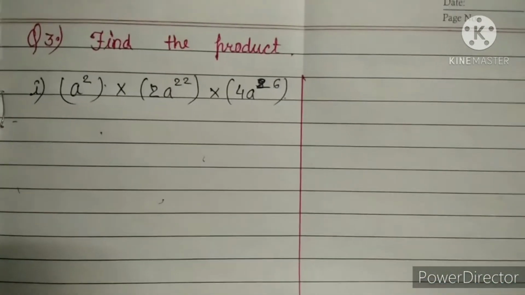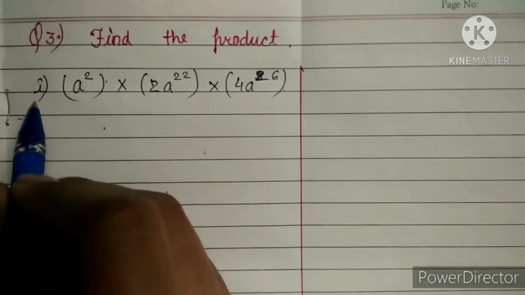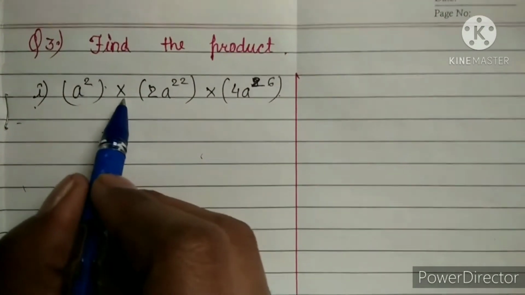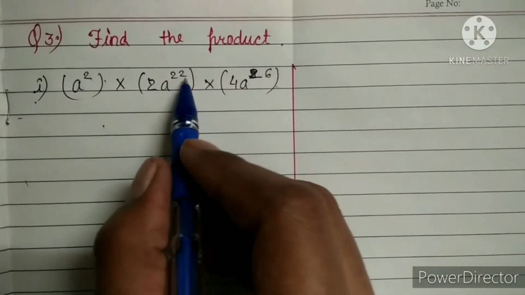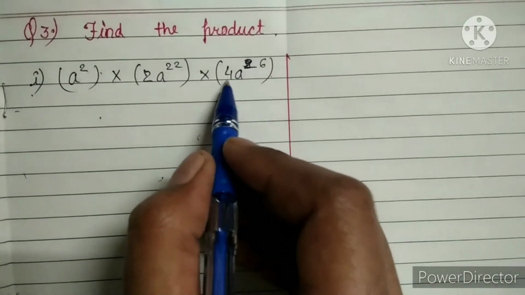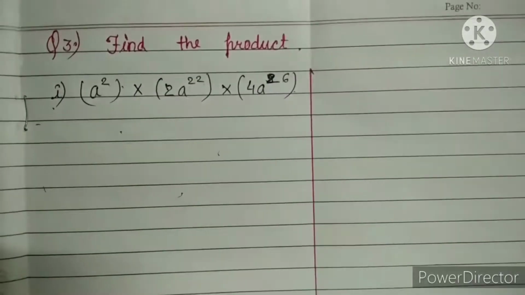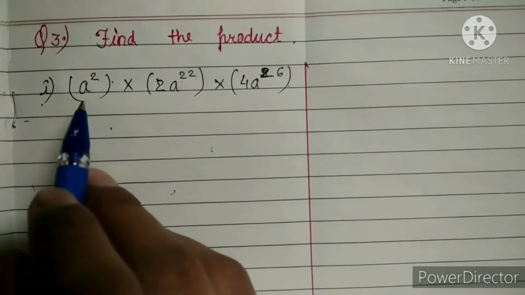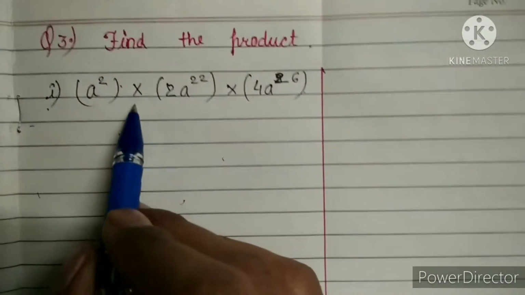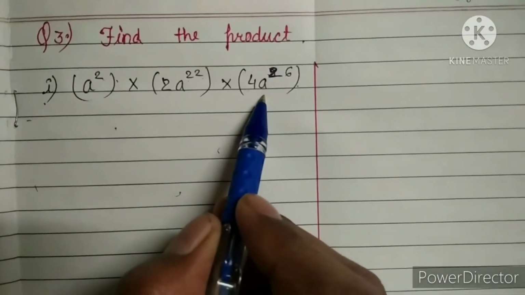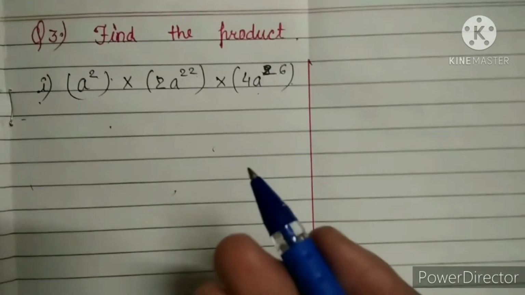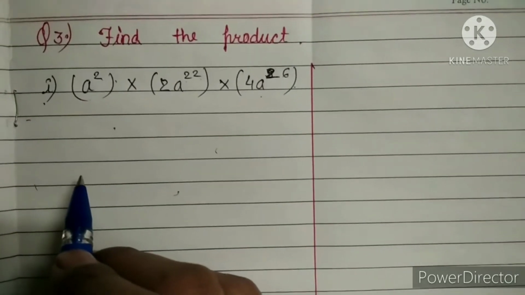Question number 3 is find the product. The first one is a square multiplied by 2a to the power 22 multiplied by 4a to the power 26. You can see in between all the terms we have a multiplication symbol. It means the powers of the same variable will add to each other.